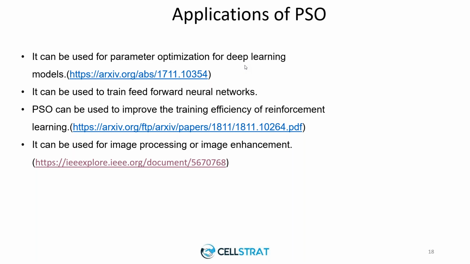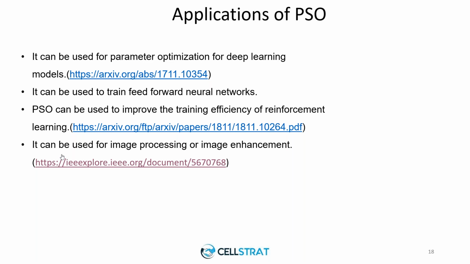And second, as I told, it has been used to train feed forward neural networks. In this particular paper, they have used it to improve the training efficiency of reinforcement learning. So again, as Vivek was suggesting, on reinforcement learning, here they have used this optimization algorithm to improve the training efficiency in reinforcement learning.